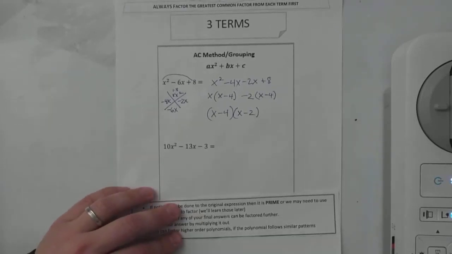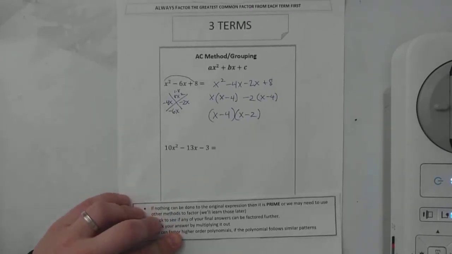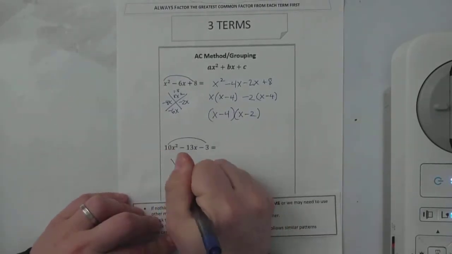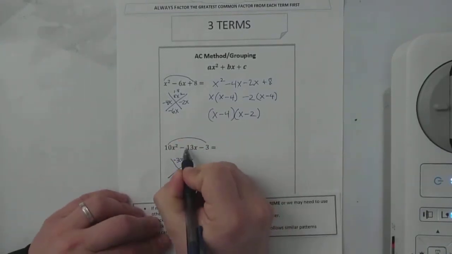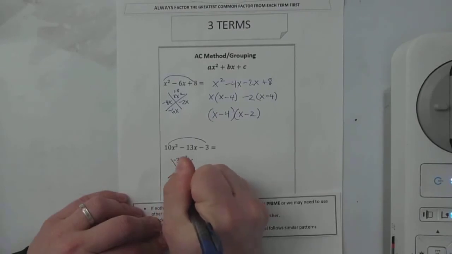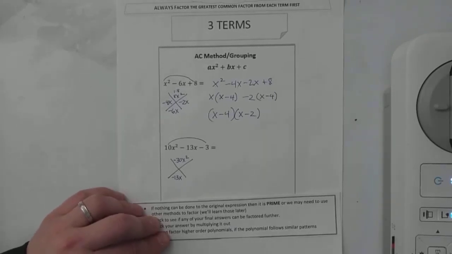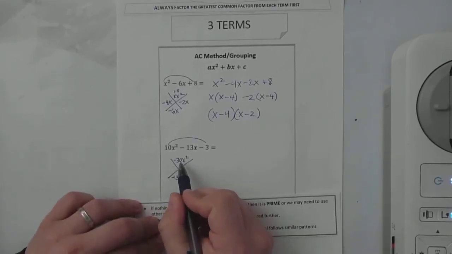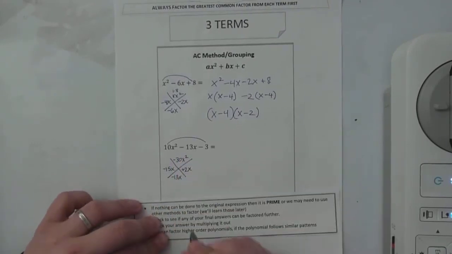Our second example, 10x squared minus 13x minus 13, we're going to follow the same procedure. So the first step is to multiply A times C, and so I have negative 30x squared. My middle term for my quadratic goes down, and so I need to think of two numbers that multiply to negative 30 and add to negative 13. Now your first guess might be negative 10 and negative 3, but a quick check gives me a positive 30, and so I actually am looking for negative 15x and positive 2x.